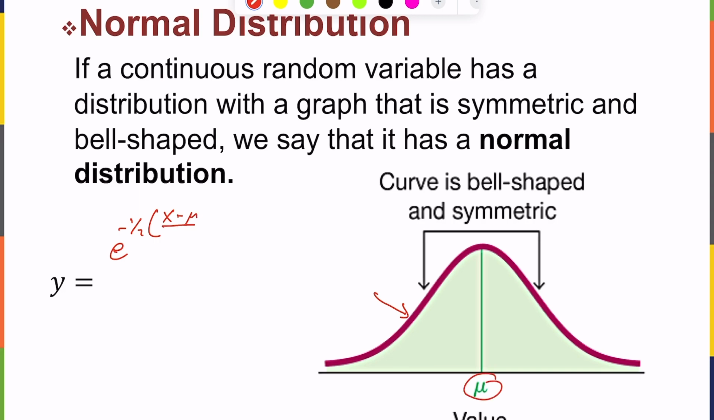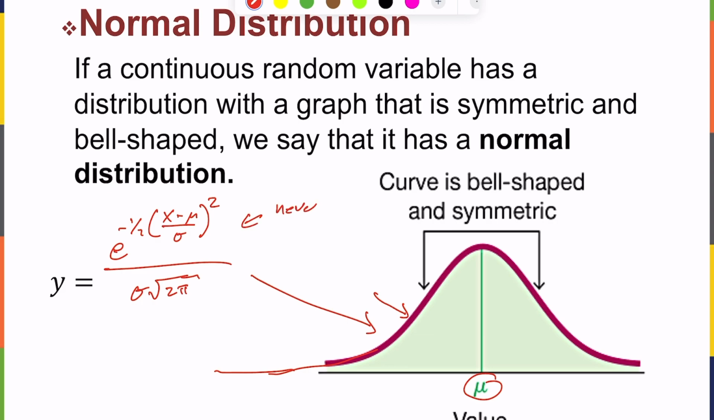It has an explicit formula, y equals e to the negative 1/2 times x minus the mean of your distribution. So if you compute this average, and then you divide by the standard deviation, square that, divide the whole thing by the standard deviation times the square root of 2 pi, very interesting formula. As it turns out, if I were to plot this thing and compute the area under this curve, now notice, this curve never gets to 0.